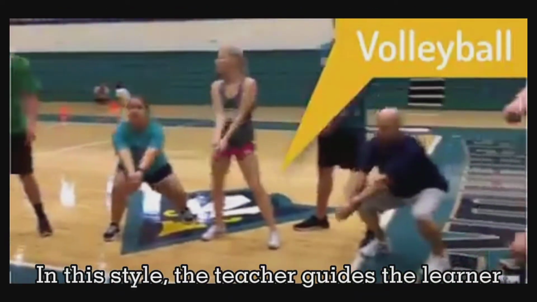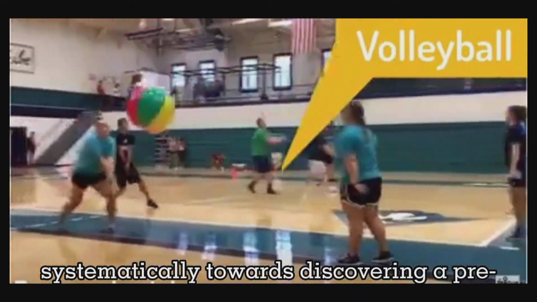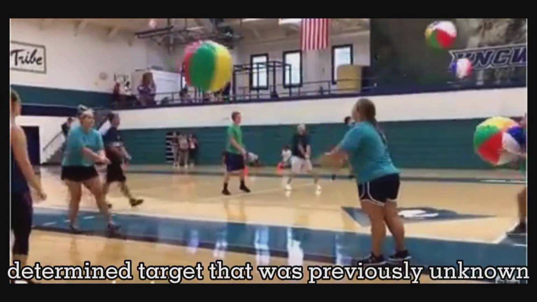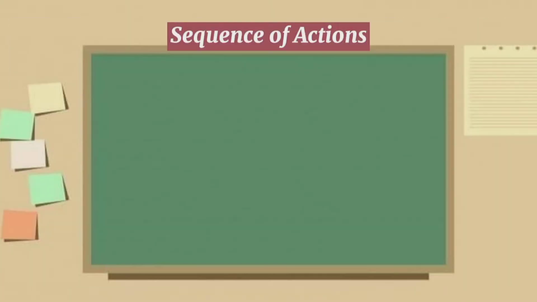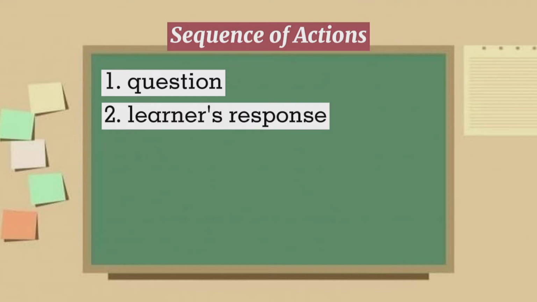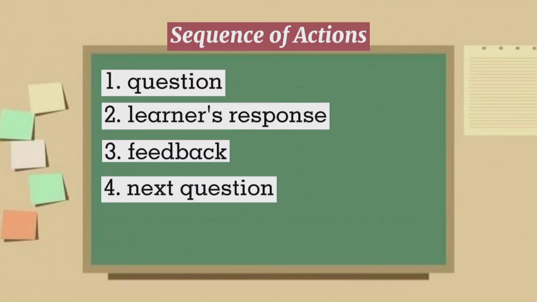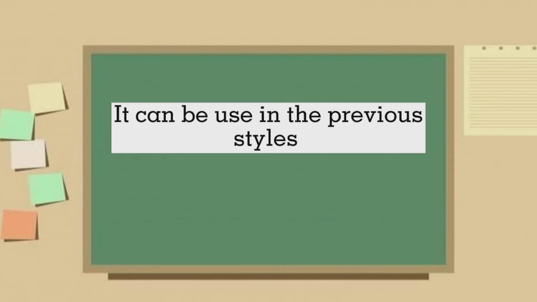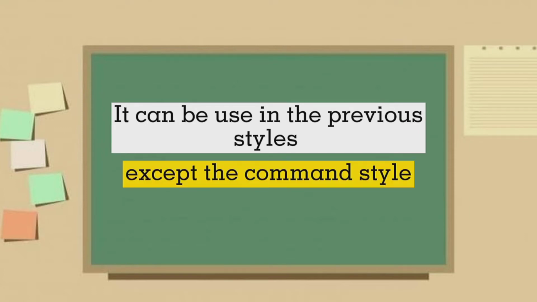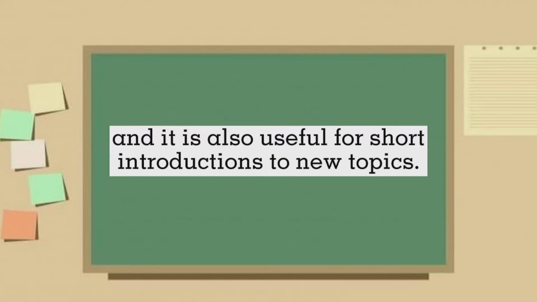In this style, the teacher guides the learner systematically towards discovering a predetermined target that was previously unknown to the learner in the following sequence of actions. First, question. Second, learner's response. Third, feedback. Fourth, next question. And fifth, final response. The questions must be in logical sequence to the sort of learning effect. It can be used in the previous styles except the command style, and it is also useful for short introductions to new topics.